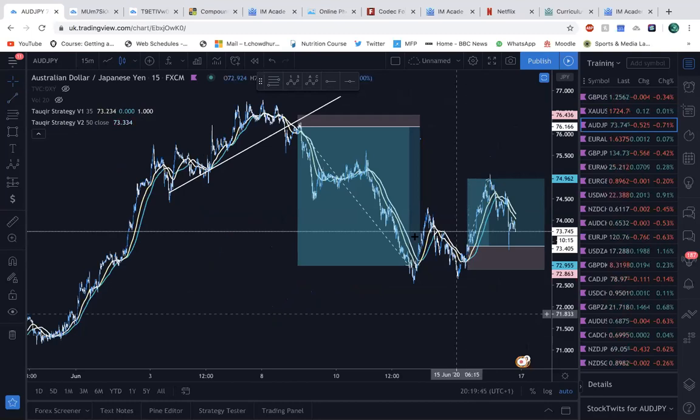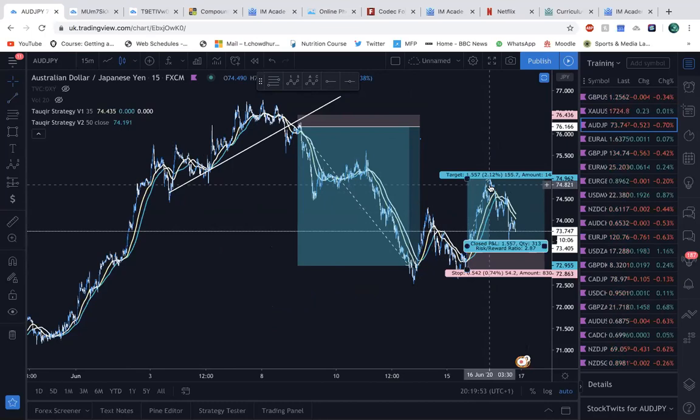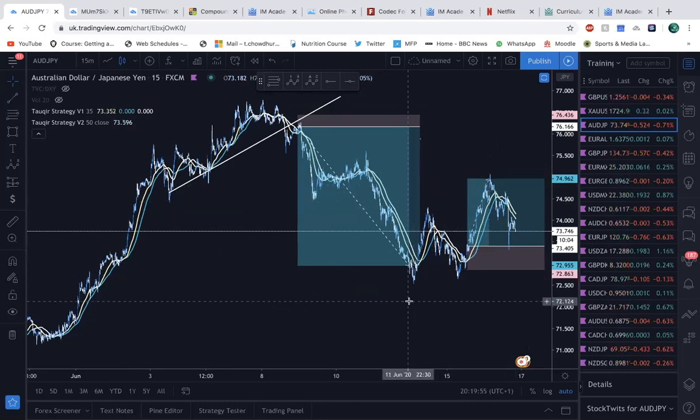This week, all right. Check this out: Australian dollar, Japanese yen. There was an uptrend. Market crossed over. I caught the swing low. Market crossed over. I caught the swing high. Easy, easy money, guys.